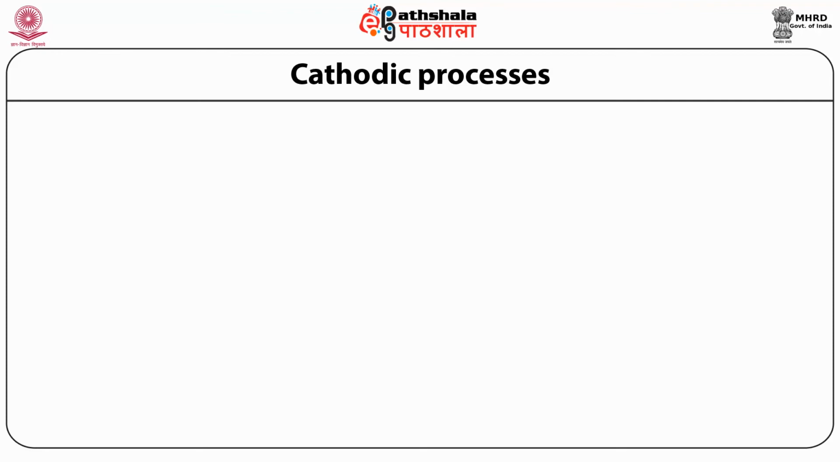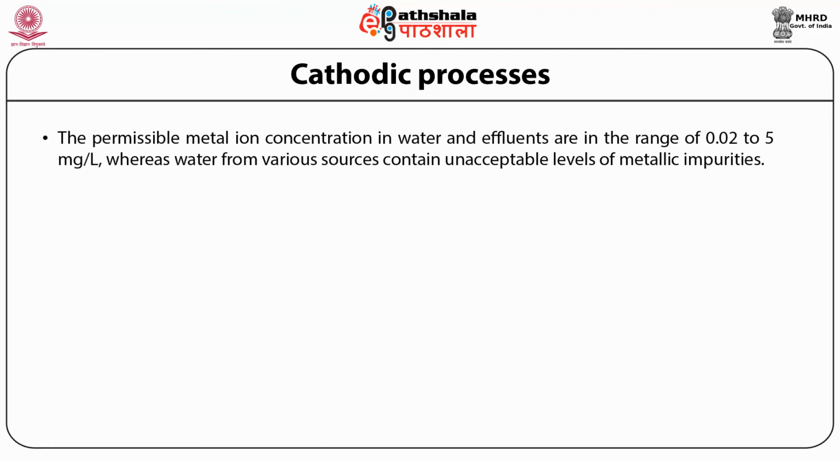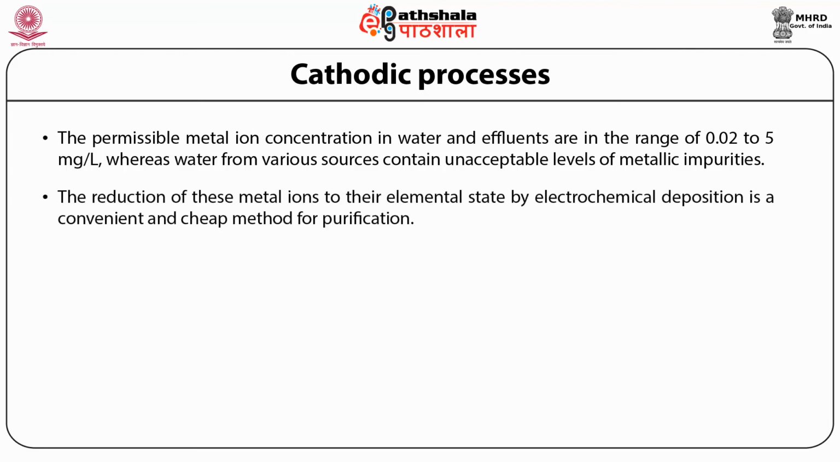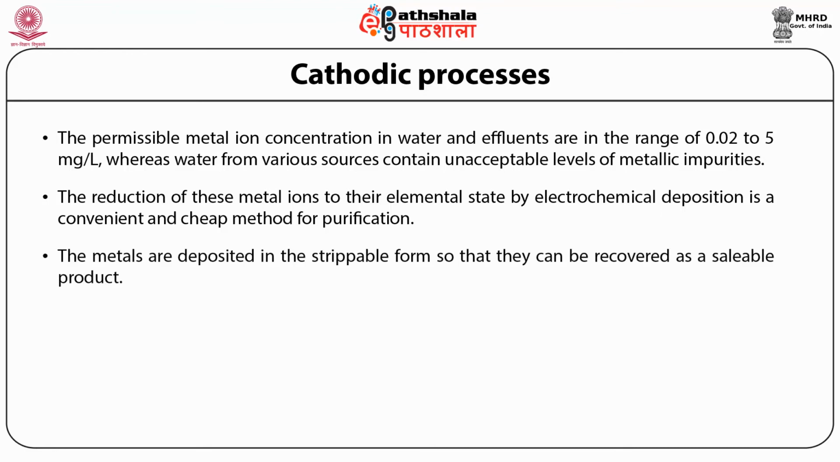The second process is known as the cathodic processes. The permissible metal ion concentration in water and effluent is in the range of 0.02 to 5 mg per liter, whereas water from various sources contains unacceptable levels of metallic impurities. The reduction of these metal ions to their elemental state by electrochemical deposition is a convenient and cheap method for purification. The metals are deposited in a strippable form so that they can be recovered as a saleable product.